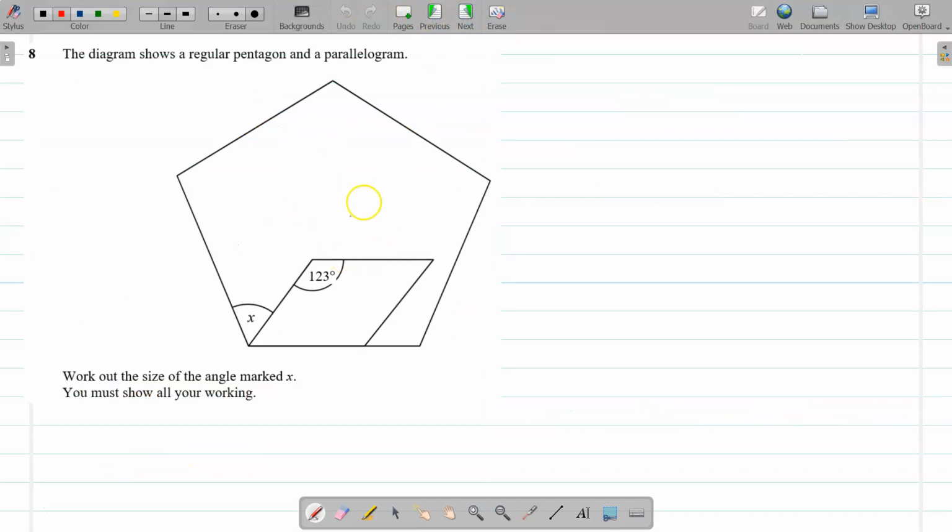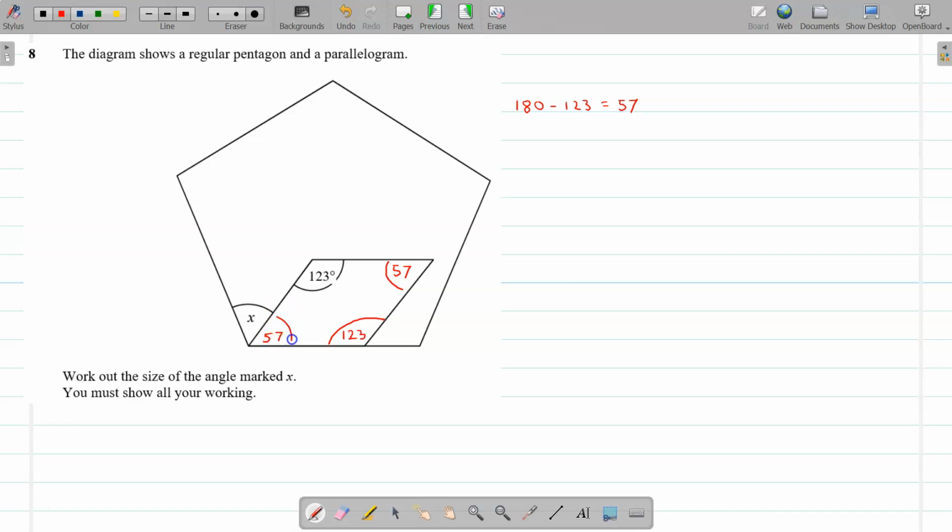Okay, angle reasoning. Now, it says here you've got to show all your working, but you don't have to actually write down any reasons. So it's just asking for working out to be shown. And some of that can be on the diagram. Okay, so you don't need to write the reasons down. So that one is 123. I can just add that on because it's opposite angles in a parallelogram. And this is 57, and a little bit of working to show 180 minus 123 equals 57. Okay, so that's 57. So the examiner can see where you got the 57 from.